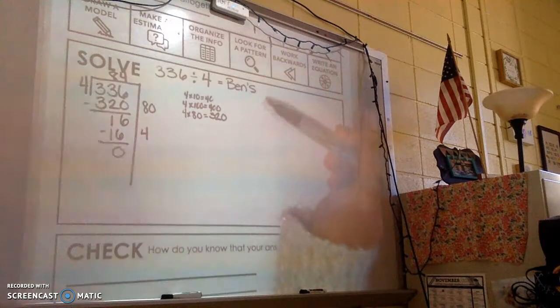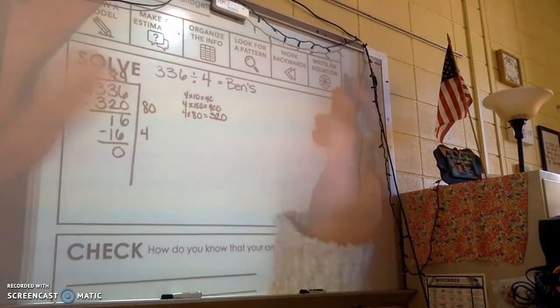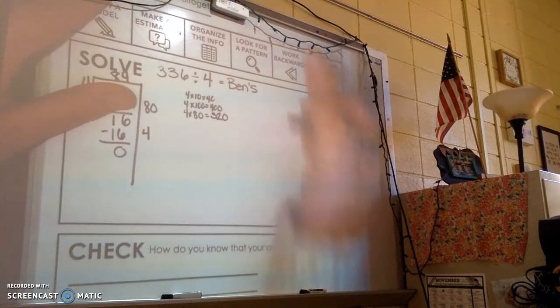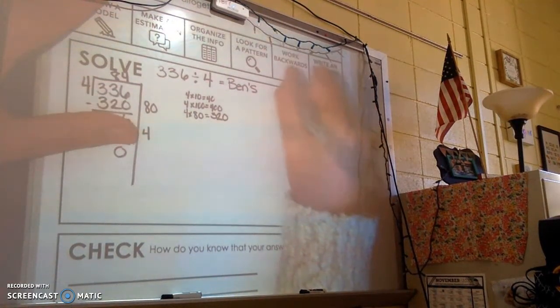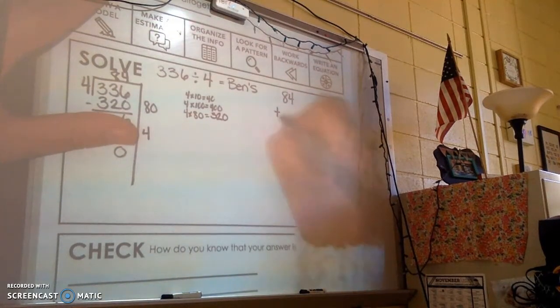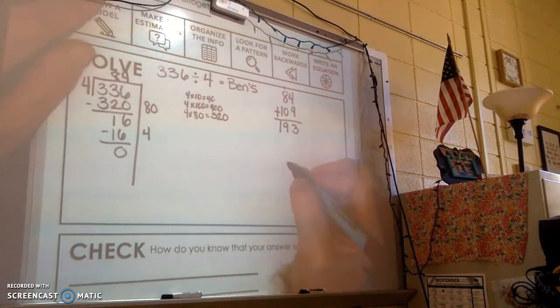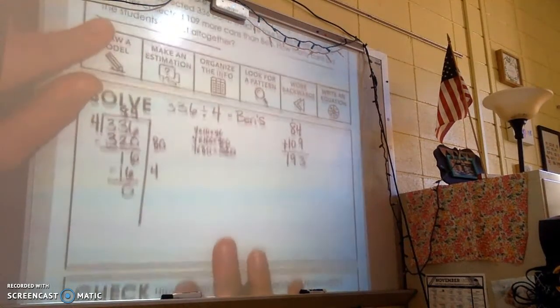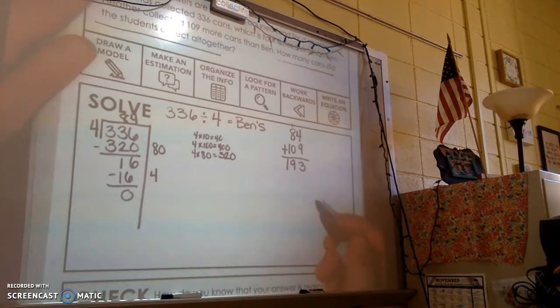Now I need to add 109 to that number to figure out what Heather's number is. So 84 plus 109 would give me 193 cans. Now to answer the question, I need to add all of those numbers together, all 3 students' totals, to figure out how many they collected all together.